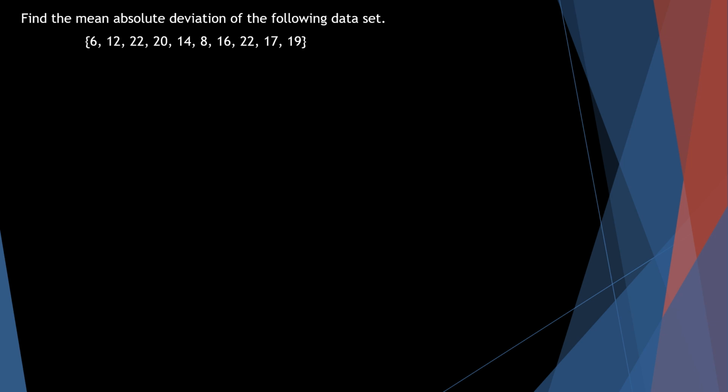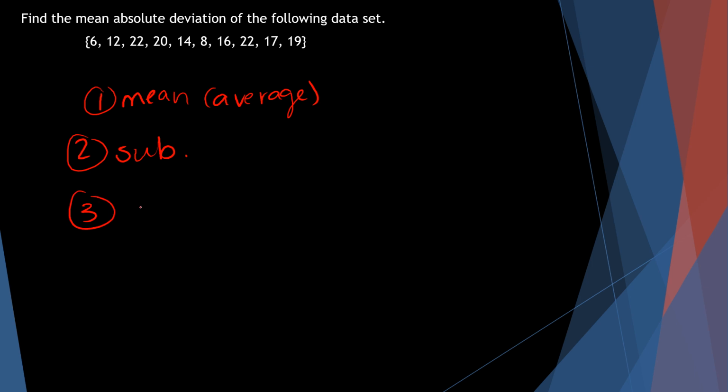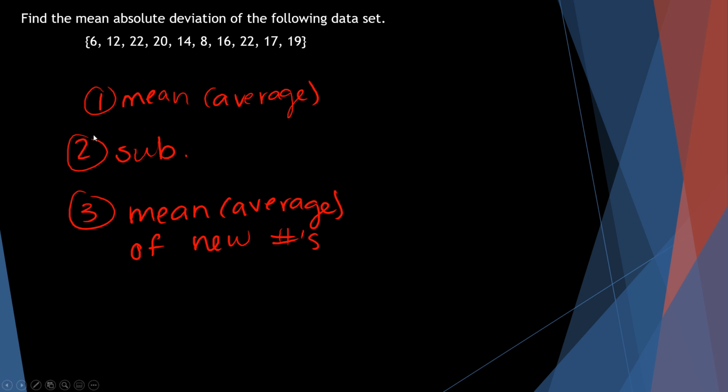So anytime you're asked to find the mean absolute deviation, you want to first find your mean. Mean is another way of saying average. Then you need to do your subtraction. Your subtraction is taking all of your numbers from your data and subtracting it from your average. And then you need to take your mean or your average again of all those new numbers that you get. So anytime you see mean absolute deviation, you need to do your average, subtraction, and average again.